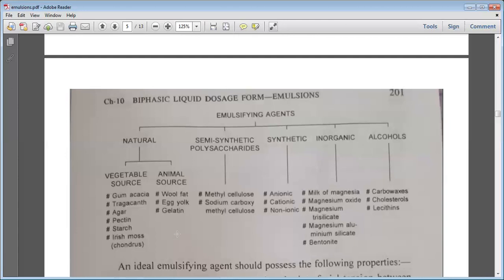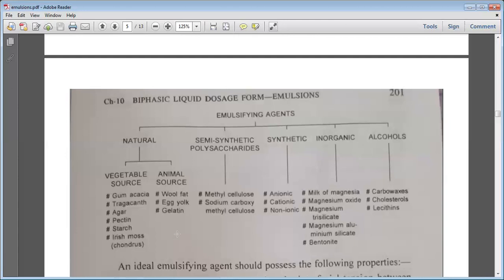But whatever it is, a combination of emulsifying agents with synthetic, semi-synthetic, or inorganic emulsifying agents has to be used. Now, natural emulsifying agents, which are obtained from the animal source, include wool fat, egg yolk, and gelatin. Next, semi-synthetic emulsifying agents.